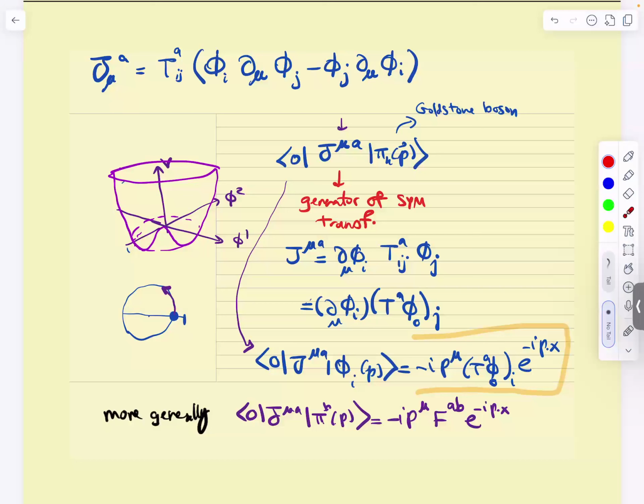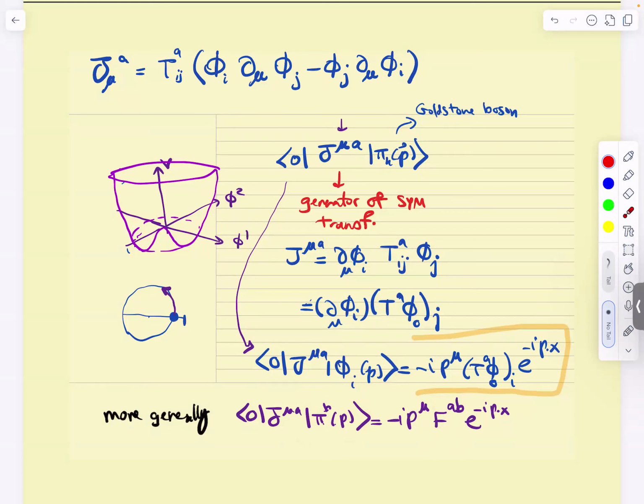More generally, you could organize these in terms of the representation theory of the group as well. So there will be J mu of A, pi of B, so there will be some F_AB sitting here. That's just a minor comment for later on.